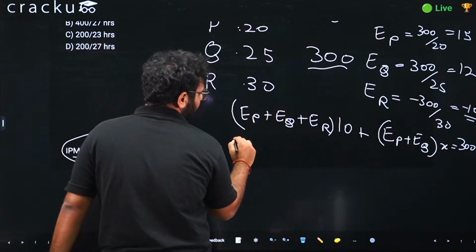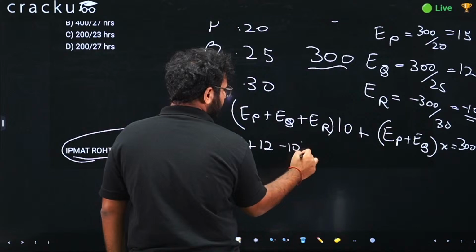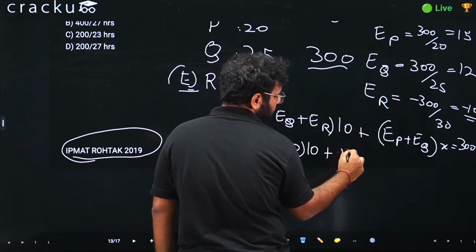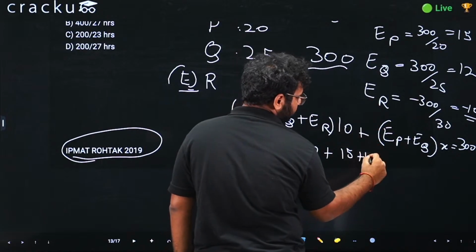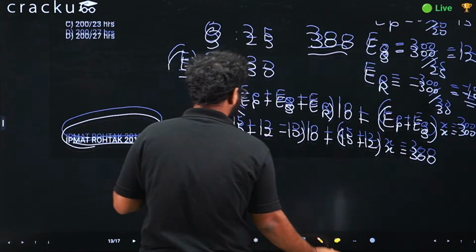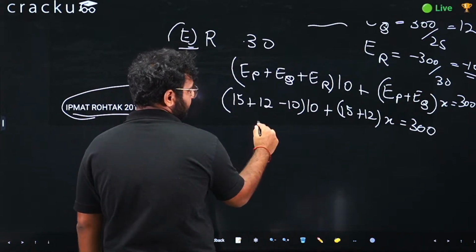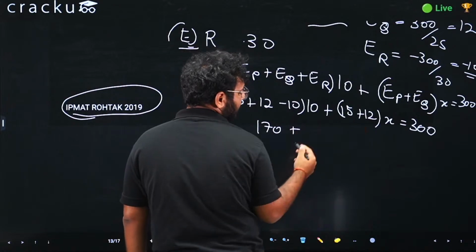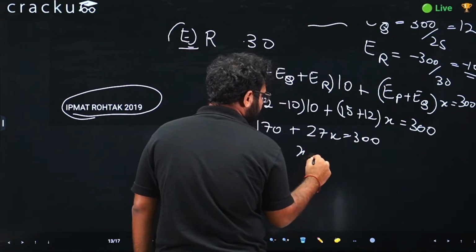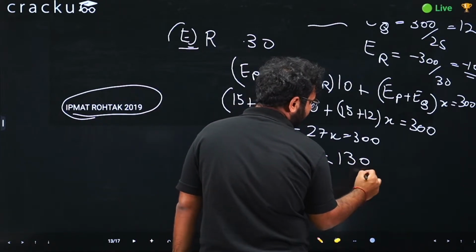So EP is 15, EQ is 12, ER is minus 10. Into 10 plus EP, which is 15, plus EQ, which is 12, into X is equal to 300. So this is 15 plus 2, which is equal to 17. 17 tens are 170, plus 15 plus 12 is 27 X is equal to 300. So we get X is equal to 300 minus 170, which is 130, and 130 by 27.